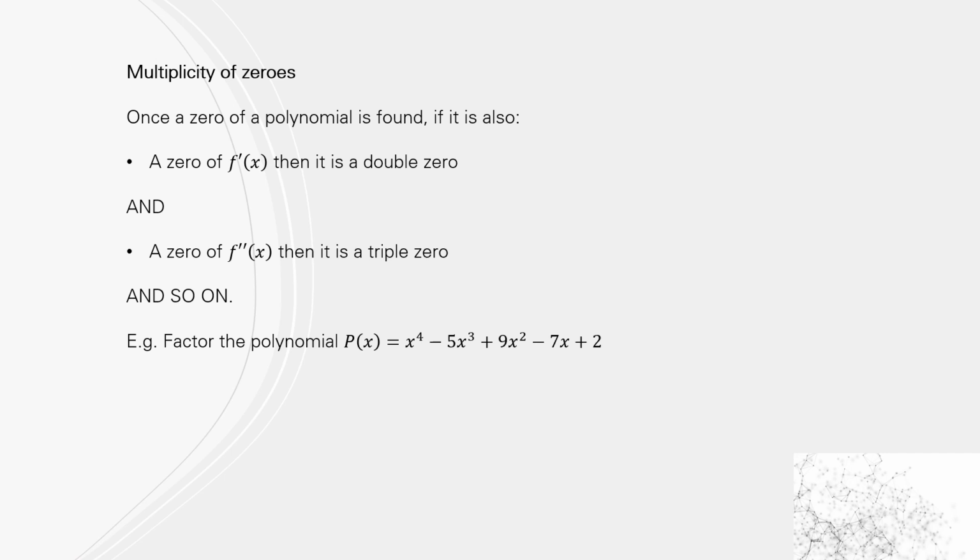Finally, multiplicity of zeros. Once a zero of a polynomial is found, if it's also a zero of f dash of x, then it's a double zero. It's really handy to be able to find quick ways of factorising. And then if it's a zero of f double dash of x as well, then it's a triple zero, and so on. So we're going to have a go at factorising this polynomial.